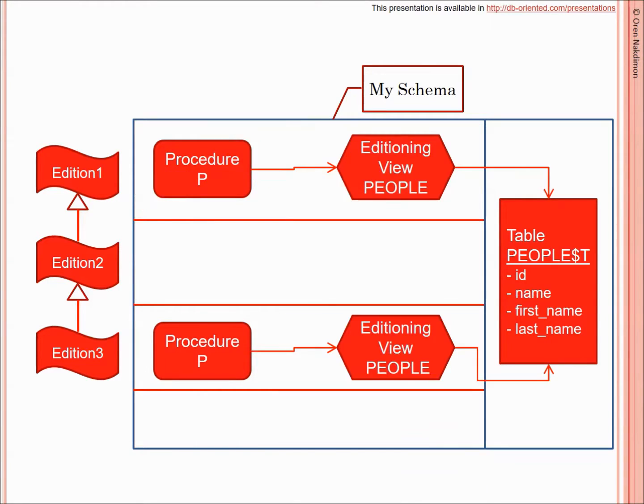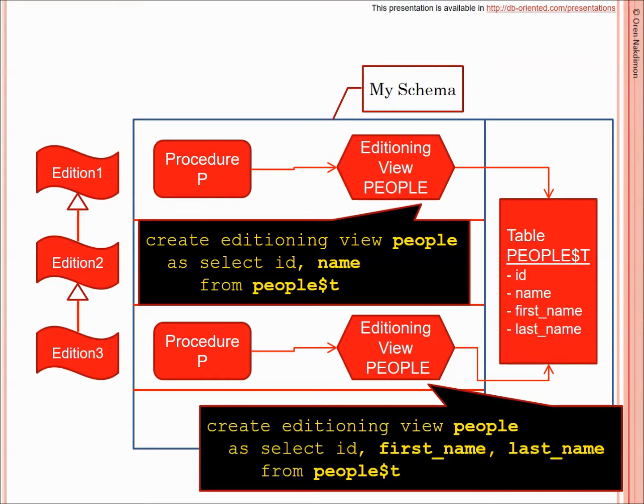EBR has a solution. We use different interfaces to the same table from different editions. We use a special type of views, editioning views, that allow us to do everything we were used to do directly on the table and can give us the feeling that the same table, at the same time, has different structures when connected to different editions.